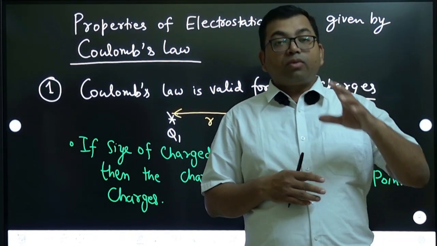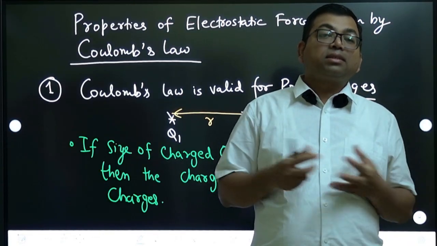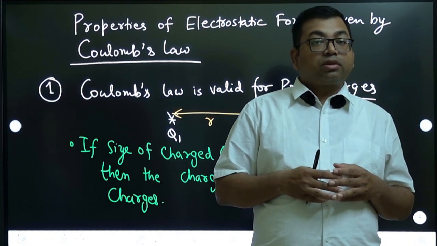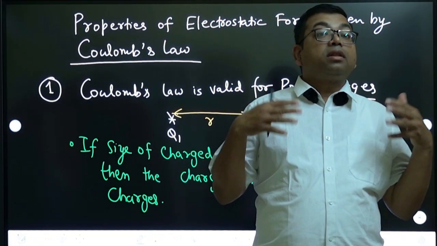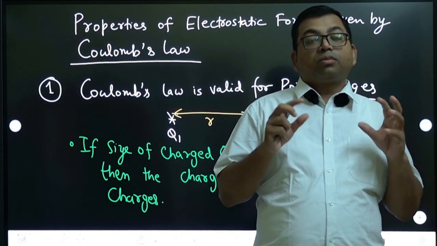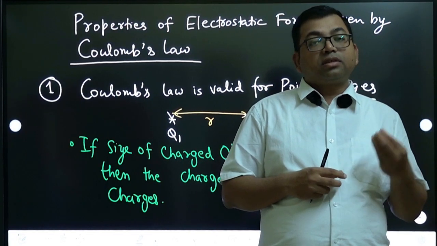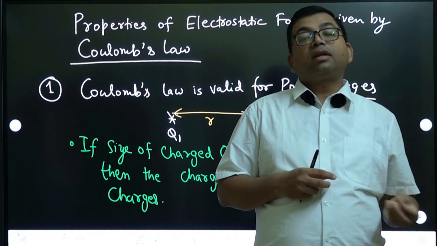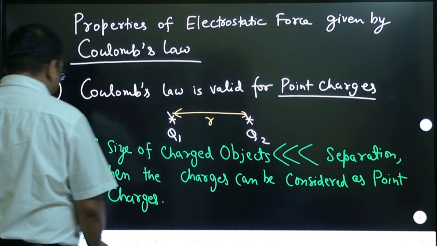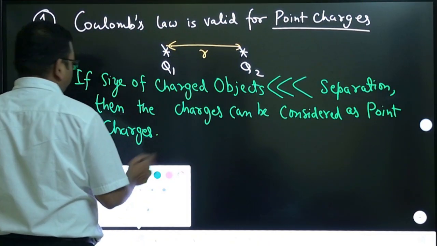Remember, Coulomb's law we can apply only then, but electrostatic force will still exist between the bodies even if they are not point charges. Electrostatic force will exist, but then we cannot use Coulomb's law in those cases where the objects are not point objects. So we need to understand the concept of point object so that we can apply Coulomb's law. Right, and we know already the formula for that.